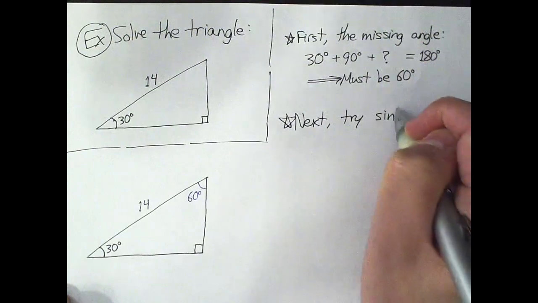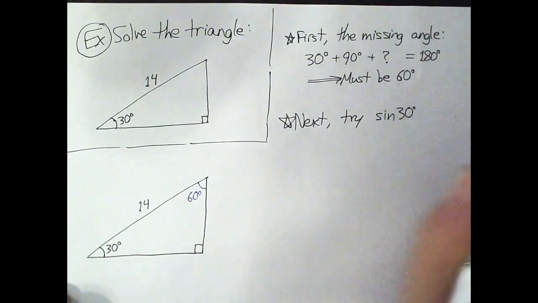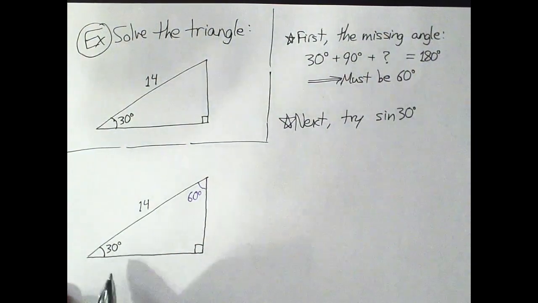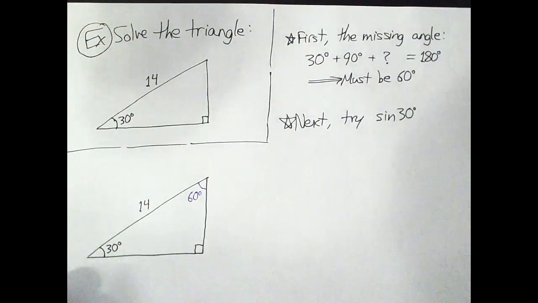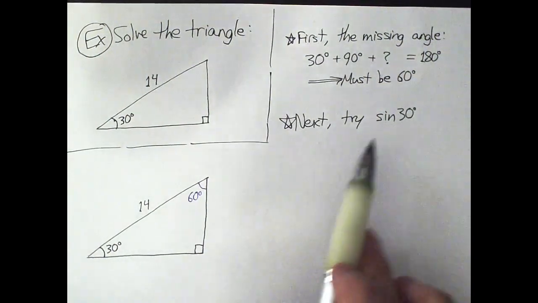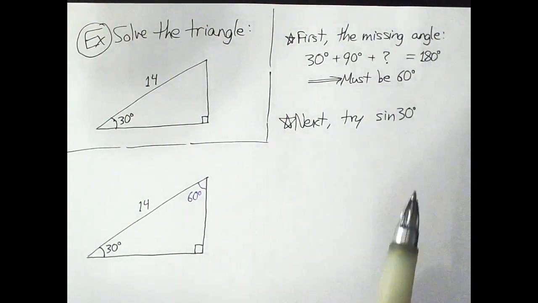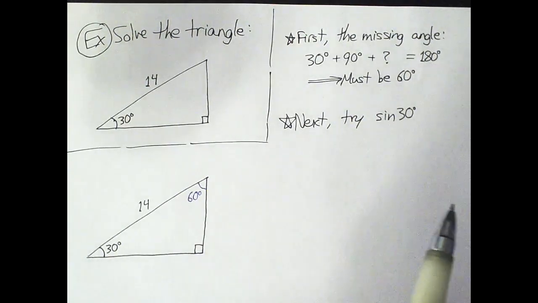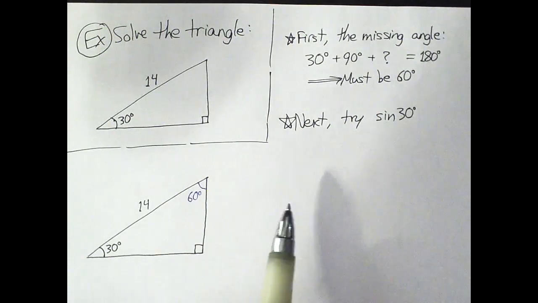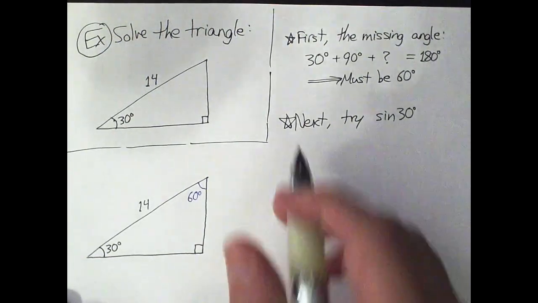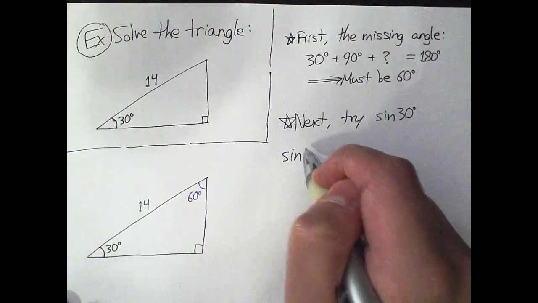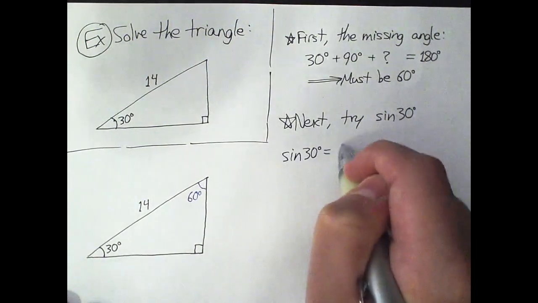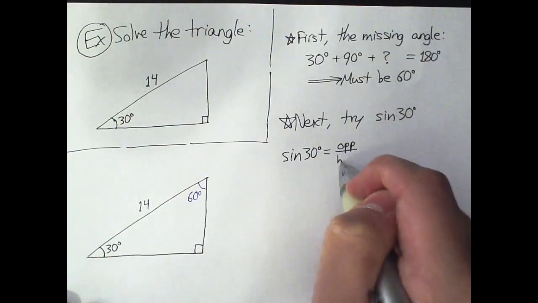Now, I'm going to say we'll try sine of 30 degrees. If that helps us find some of the missing side lengths, that would be great. If it doesn't help us, then maybe we could try cosine of 30, or maybe try tangent of 30. One of them is bound to help us. So sine of 30 degrees equals opposite over hypotenuse.